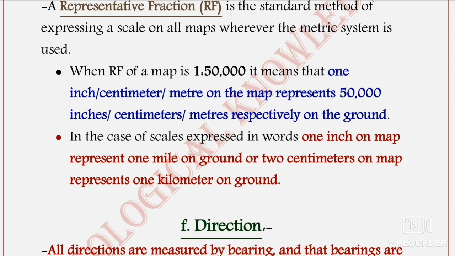And in the case of the scale expressed in words, that means 1 inch on map represents 1 mile on ground, or 2 centimeter on map represents 1 kilometer on the ground. So this number varies, whether 1 mile or 2 mile or 2 centimeter or 3 centimeter or 1 or 2 kilometer. That varies according to our requirements, and more importantly on the shape and the size of the map. So that can vary, but the basic meaning of that term is the same. Okay.